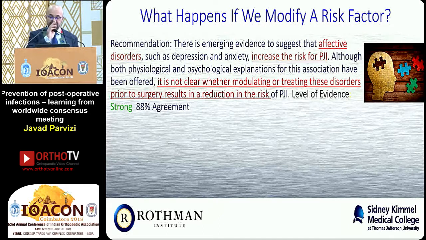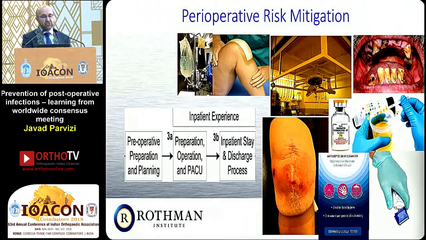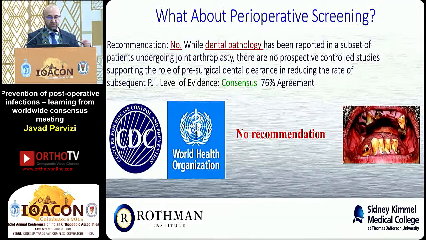How about risk factors related to other disorders? It's been known in recent years that affective disorders such as depression and bipolar disorder and possibly anxiety also increase the risk of SSI and PJI, 88% agreement. Perioperative risk mitigation is very important. It is important for us to know what we could do in the operating room and afterwards to try to reduce that risk. How about screening patients for dental disorder?